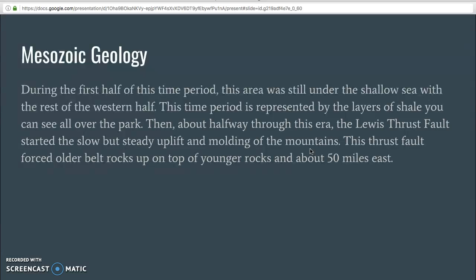During the first half of the Mesozoic time period, this area was still under the shallow sea with the rest of the western half of the United States. This time period is represented by the layers of shale you can see all over the park. Then, about halfway through this era, the Lewis Thrust Fault started to slowly but steadily uplift and started molding the mountains. This thrust fault forced older belt rocks up on top of younger rocks and about 50 miles to the east.